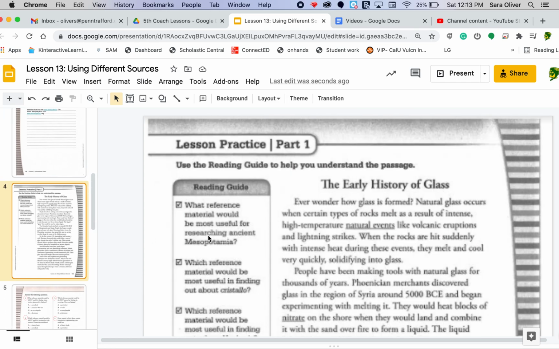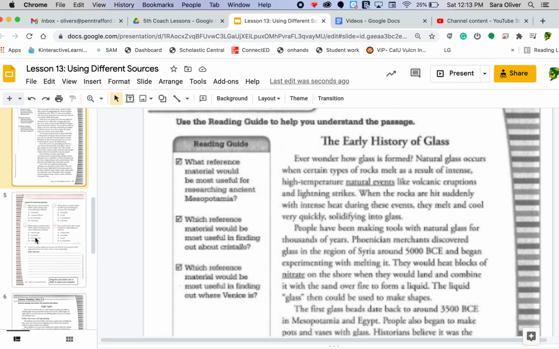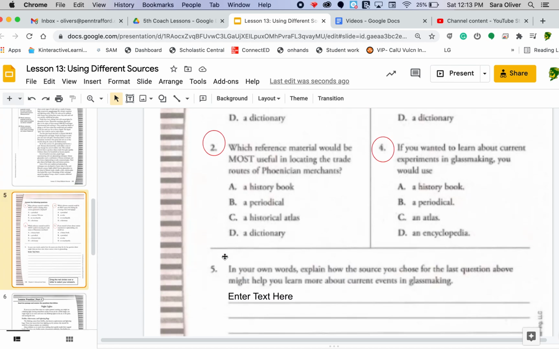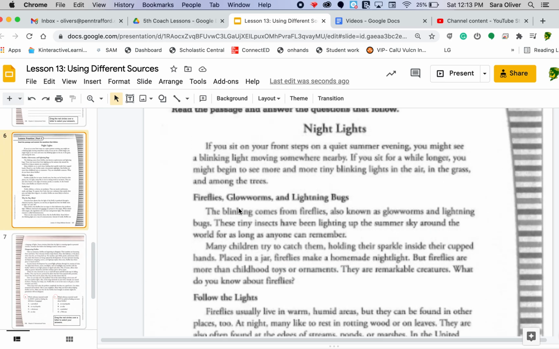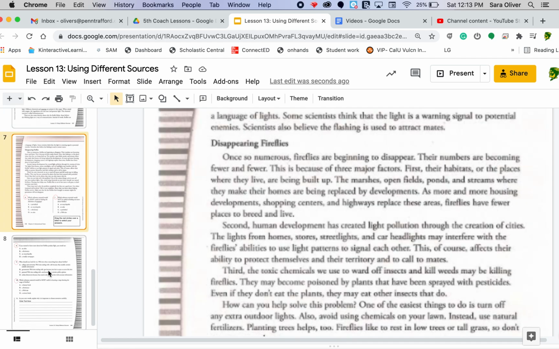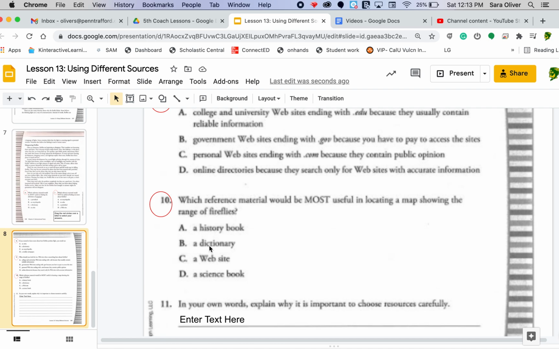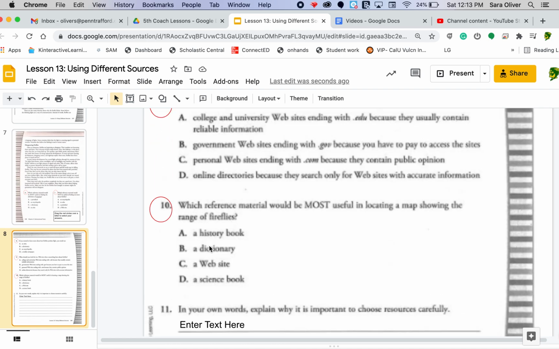Okay, you have a passage, The Early History of Glass. It looks like they're going to be asking you about some reference materials. You have multiple choice, short answer. You have a second passage called Night Lights. Ooh, I like this one. And multiple choice and a short answer. You have 11 again to complete on your own.